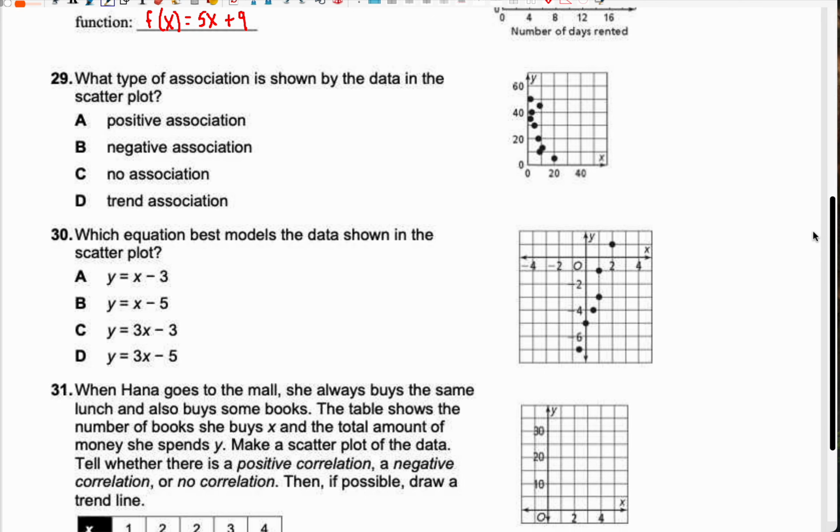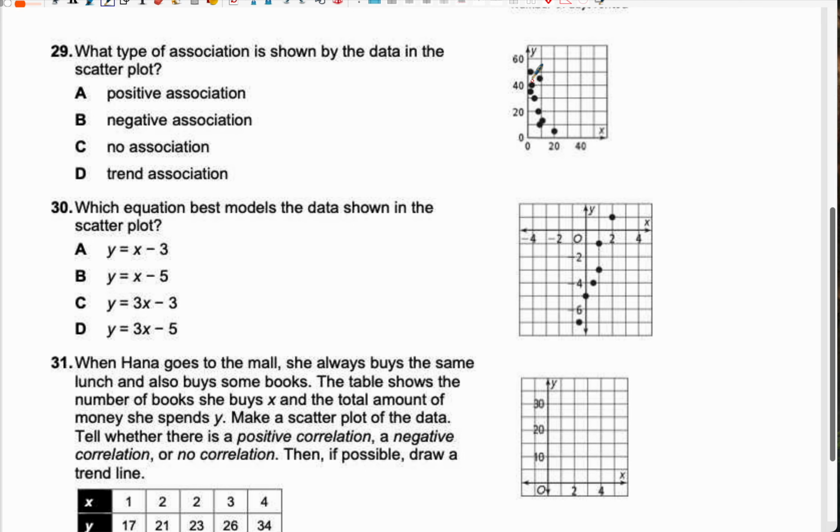What type of association is shown by the data in this scatter plot? Well, this clearly is a negative association. It's going down from left to right. So it is a negative association.